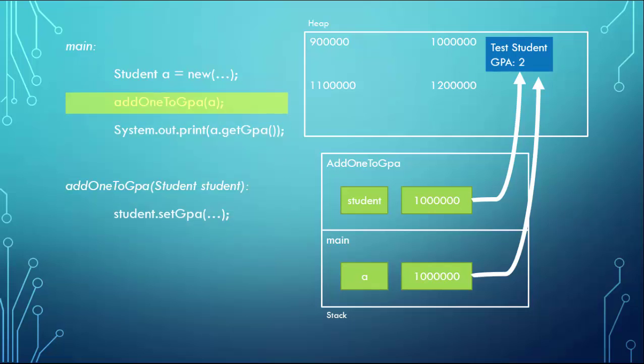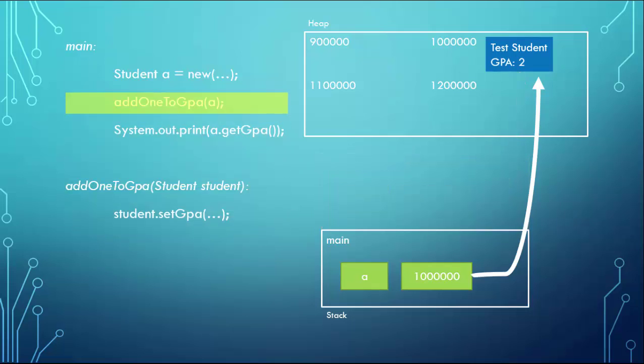When we're all done with our add1 to GPA method, that gets taken off the stack, but the change on the heap is still up there. That doesn't impact the heap at all.